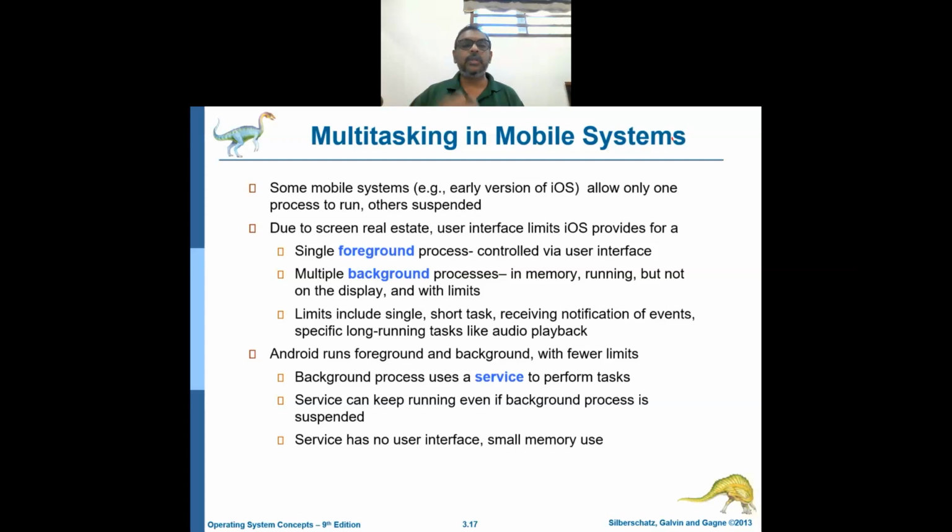That means it can run both, the same way. Okay, but with fewer limits. It has its limits, what it can do and what it cannot do. Okay, so on and so forth.